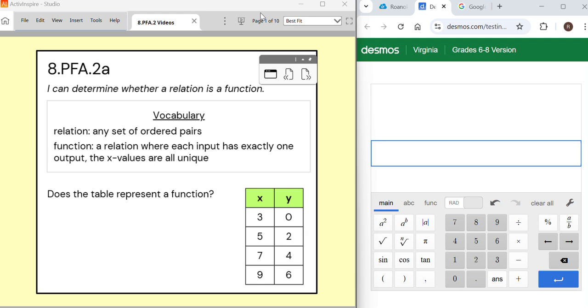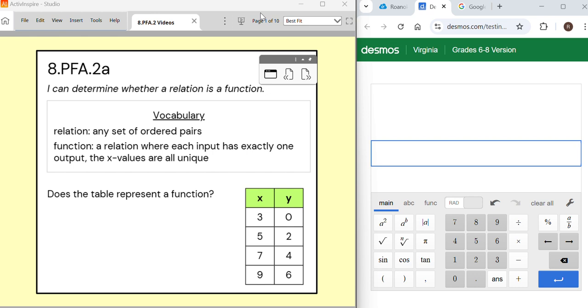I can determine whether a relation is a function. Vocabulary. Relation is any set of ordered pairs. A function is a relation where each input, x, has exactly one output, y. The x values are all unique. The x's do not repeat.